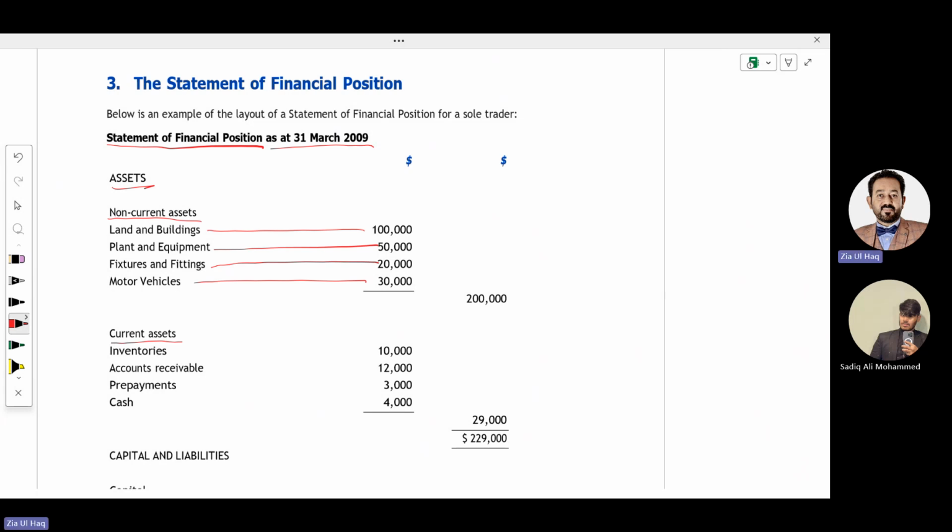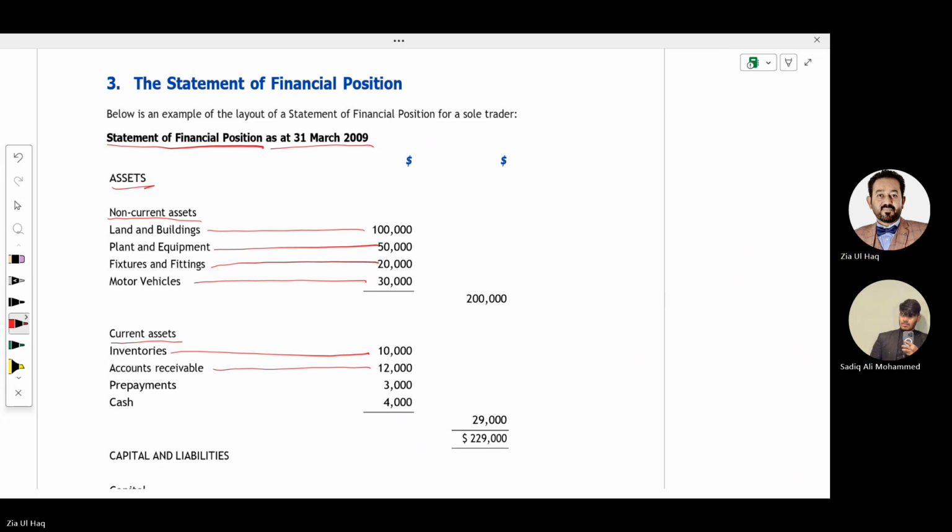After non-current assets, we record current assets. What are the current assets? Inventory that we bought for resale purpose. As we need to resell it within a year, that's why it is a current asset. Accounts receivable means the customers to whom we sold the goods on credit, we need to receive. That's why it is our asset, what we own.